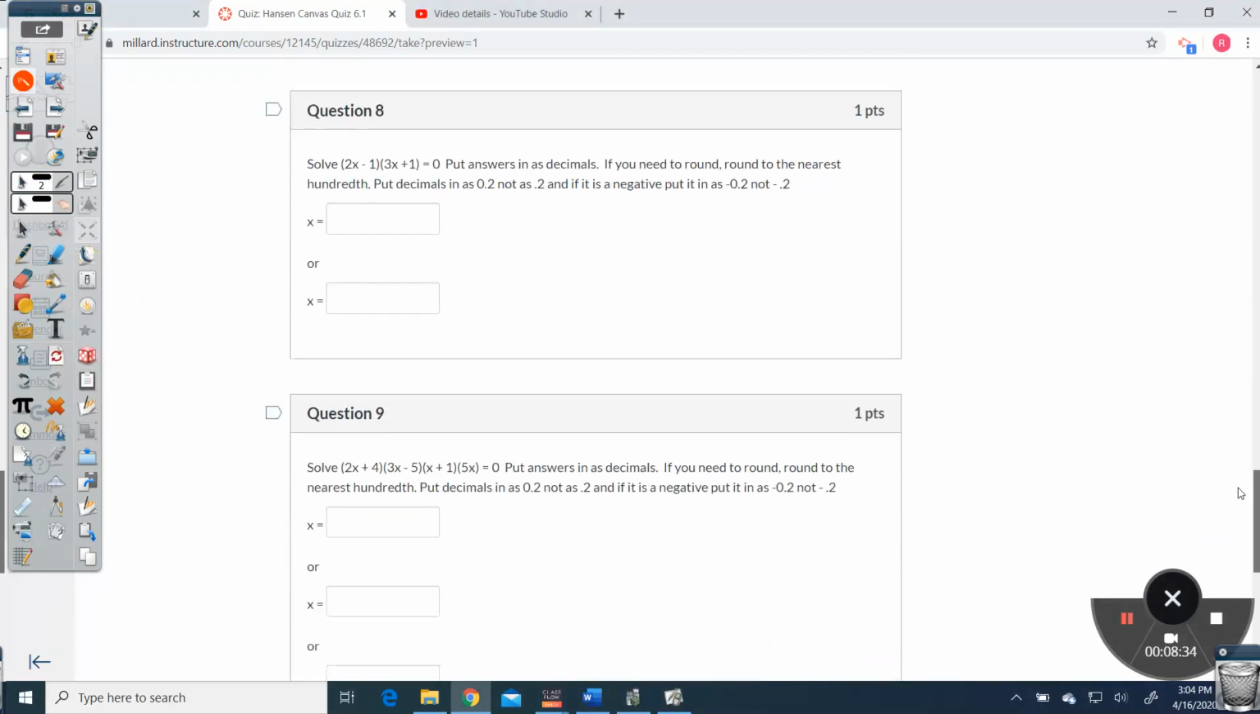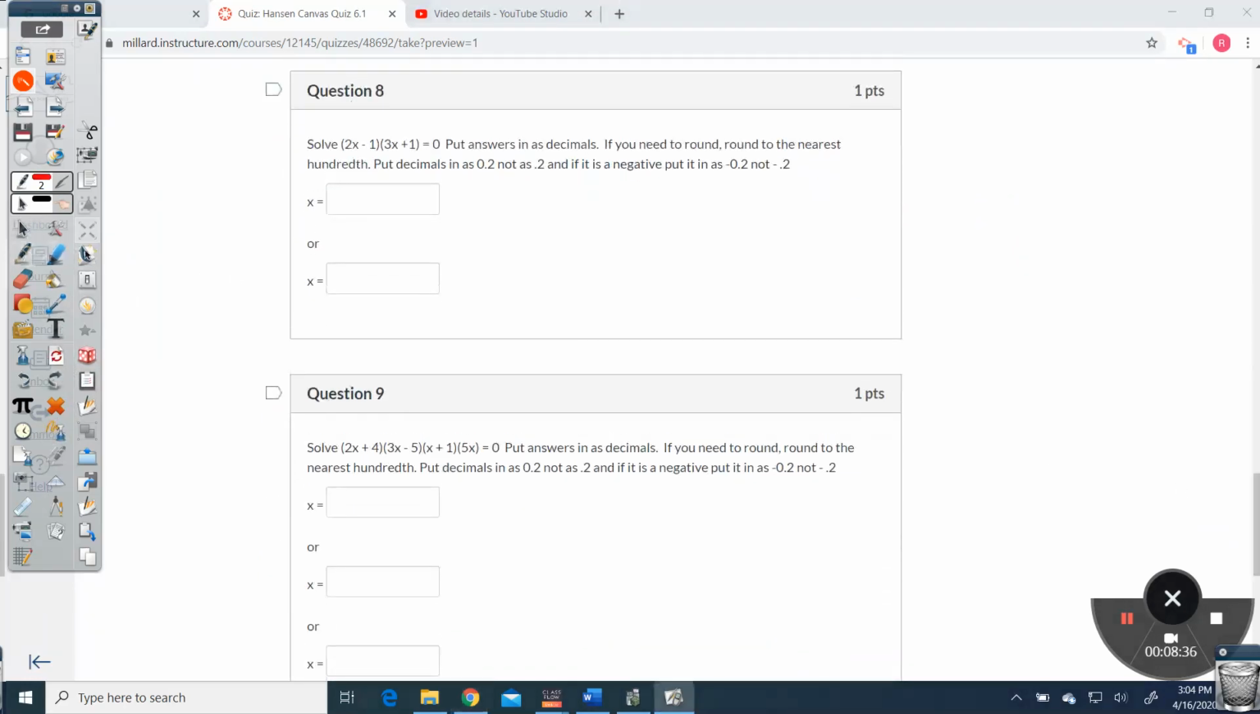Question number 8. So I have 2 of them, so I'm just going to go 2x minus 1 equals 0, and 3x plus 1 equals 0, because it says solve and it says equals 0. So I take each factor, put it equal to 0. I add 1, so 2x equals 1. Divide it by 2, and x equals 1/2, which is 0.5.